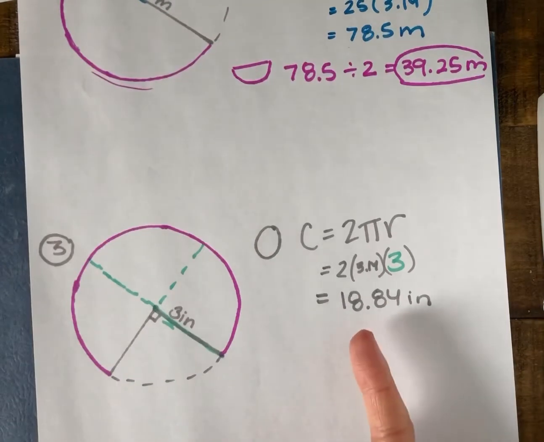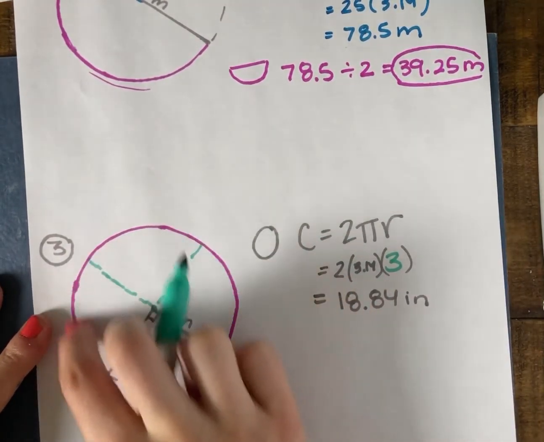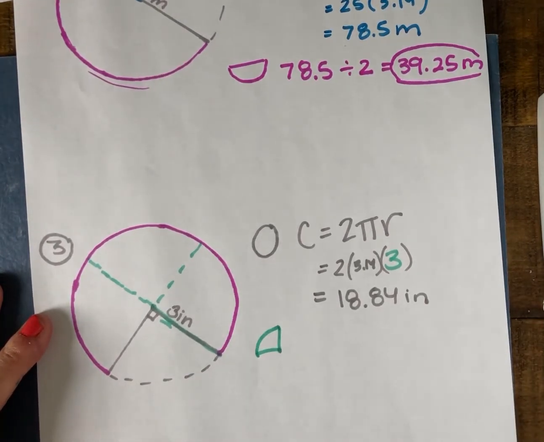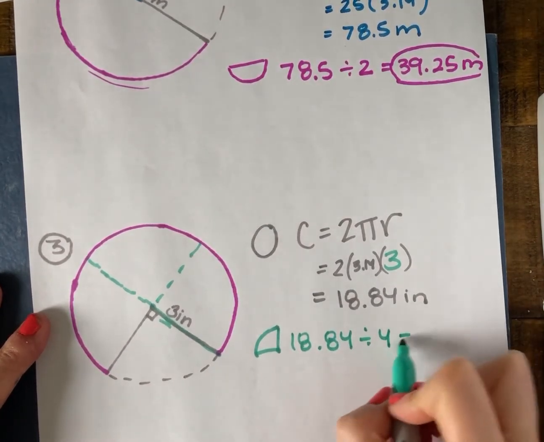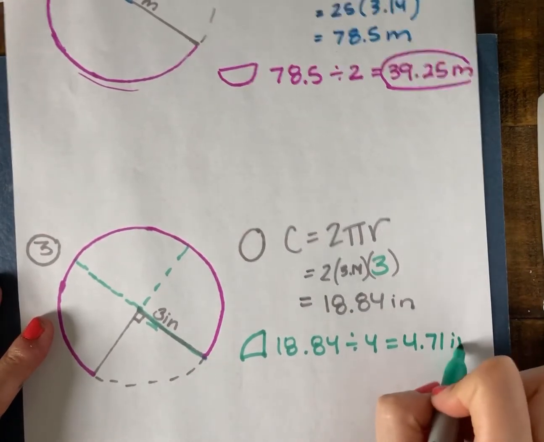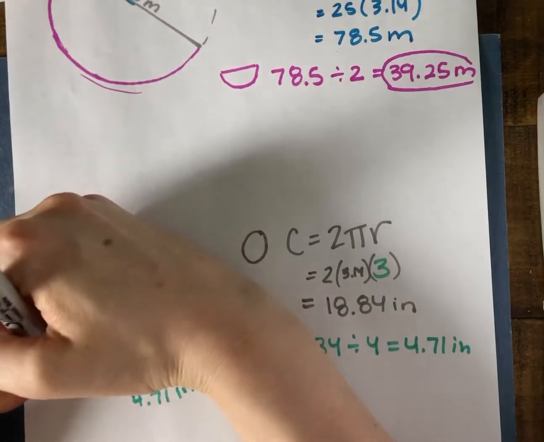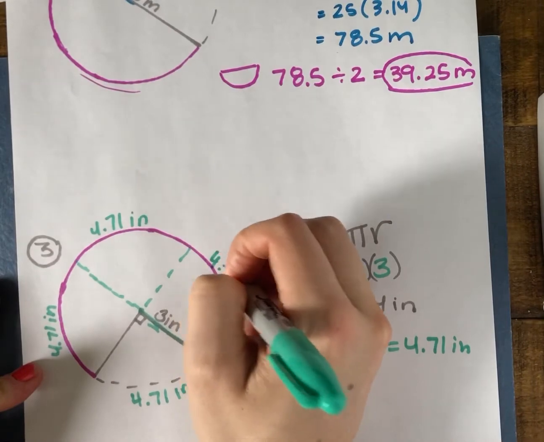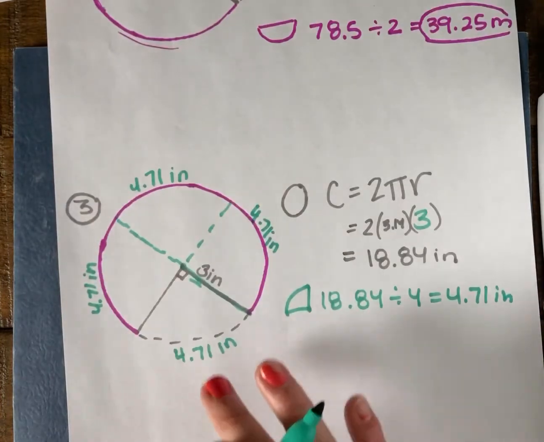I would take this 18.84 inches and I would divide it into 4 equal pieces to figure out what each of these sections are themselves. So I'd find 1/4 of the circumference. So I would do 18.84 and divide it into 4 pieces. And I would get that each piece is 4.71 inches. So every little section here is 4.71 inches because I took the full circumference and broke it into those 4 pieces.